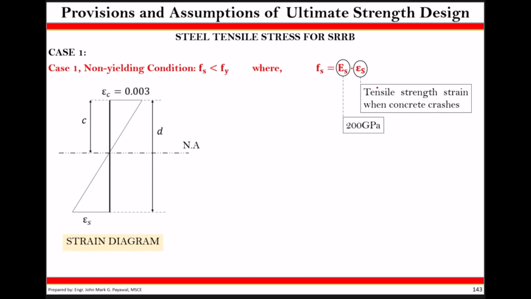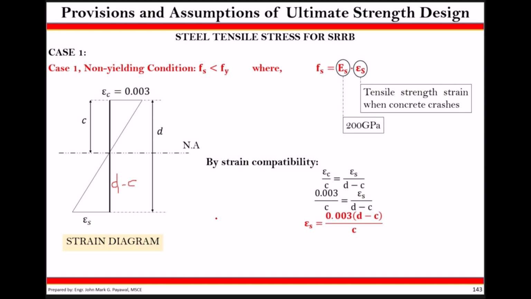This could be your strain diagram. So, as we know, dito usually epsilon T to, di ba? Pareho lang naman yon, wala namang masyadong pagkakaiba. So, it could go both ways. So, gawin natin epsilon S, tapos by strain compatibility or ratio and proportion, we could have this relationship: epsilon C over C is equal to epsilon S over D minus C. Ano yung D minus C? Ito po, D minus C. When we compute for epsilon S, nakuha na natin kanina yan, epsilon S is just equal to 0.003 multiplied by D minus C over C. Pareho lang yon, walang problema doon. Basta ang alam natin, epsilon T or epsilon S is your tensile strength strain when concrete crashes.